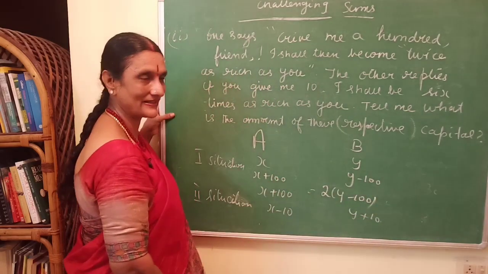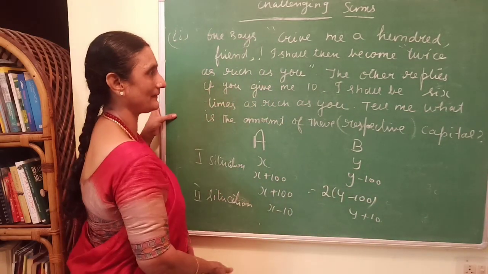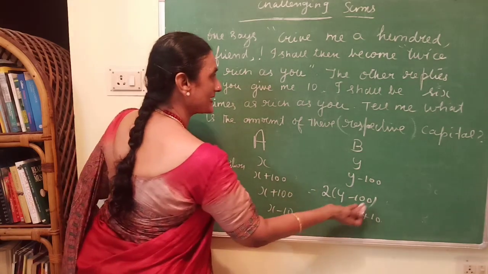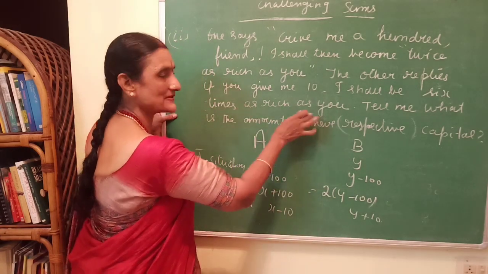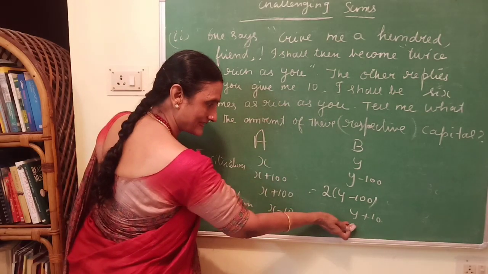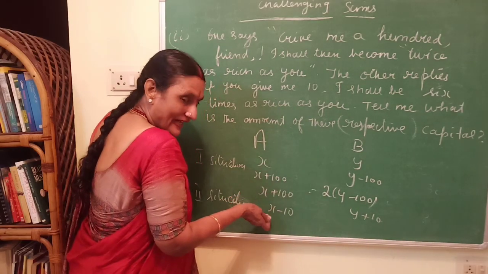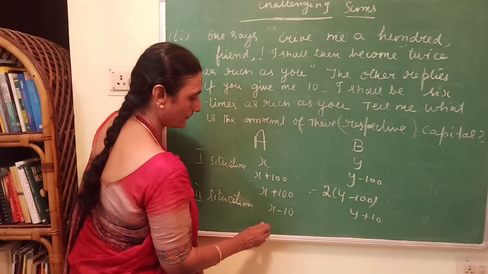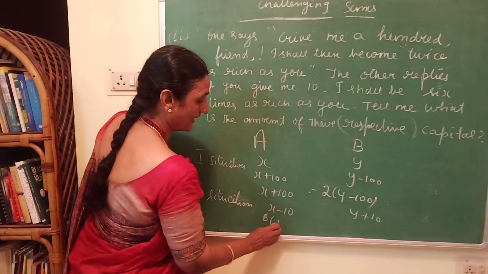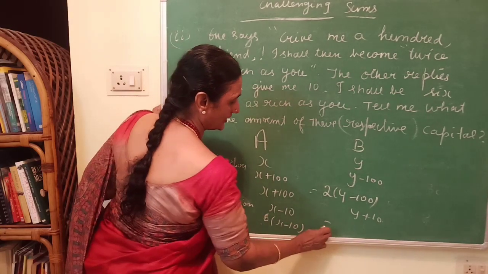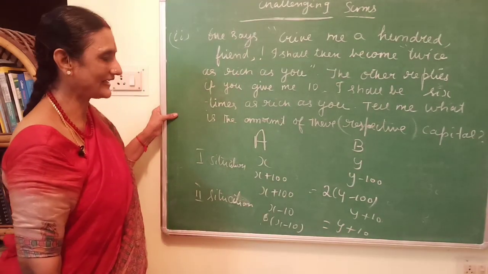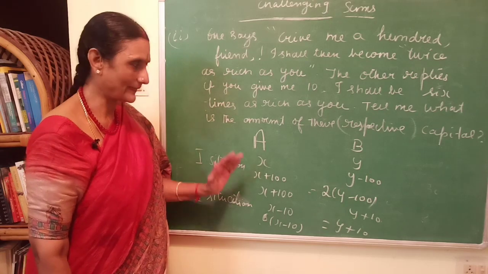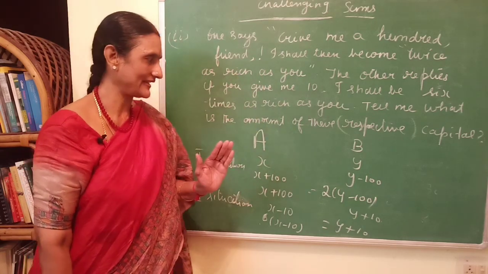What is the comparison? Y plus 10 is going to be 6 times as rich as you. His y plus 10 will be 6 times this value. Therefore, 6 into x minus 10 is equal to y plus 10. Are you understanding? Now once again I explain. The conversation goes like that.